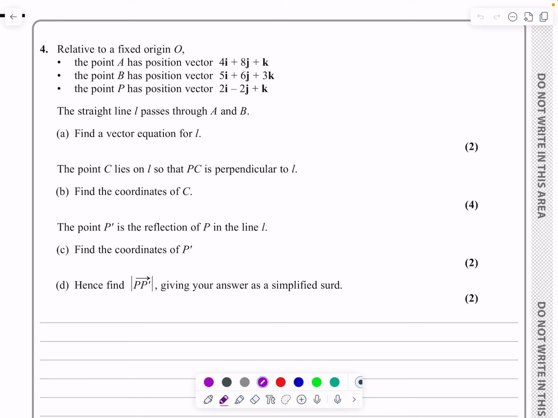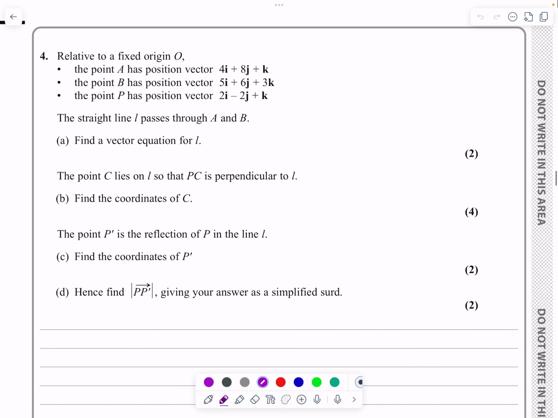Okay, this is the P4 paper from June 2023. It's question number 4, and as we can see, this is a vectors question. Vectors in 3D. We're going to be solving some geometric problems. We're going to be finding the vector equation of a line. But let's have a look at it. Let's make a start.